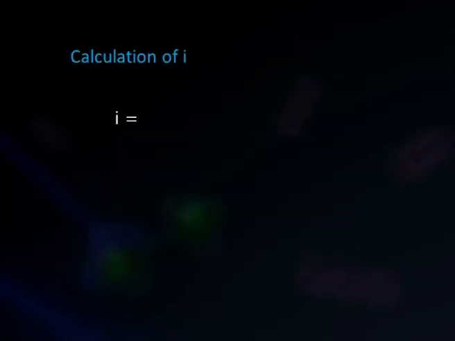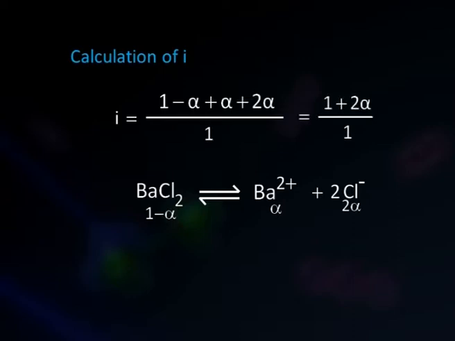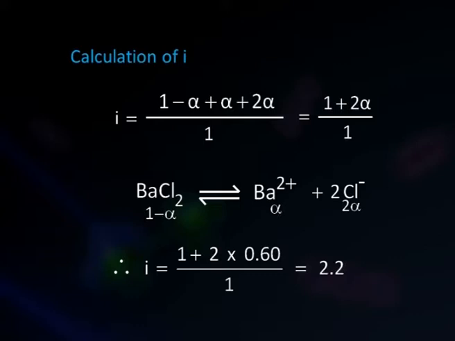i will be equal to 1 minus alpha plus 2 alpha, because barium chloride dissociates into one ion of barium 2 plus and two ions of Cl minus. Therefore, 1 minus alpha plus 2 alpha upon 1 will be equal to i, or we can say i will be equal to 1 plus 2 alpha. As the value of alpha is 0.6, putting this value of alpha, we get i equal to 2.2.